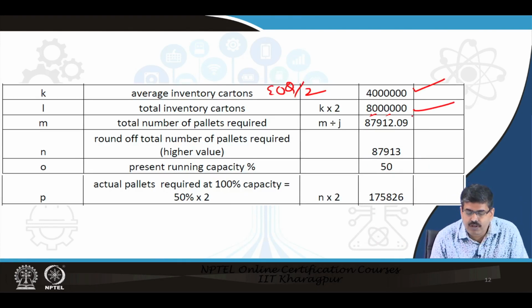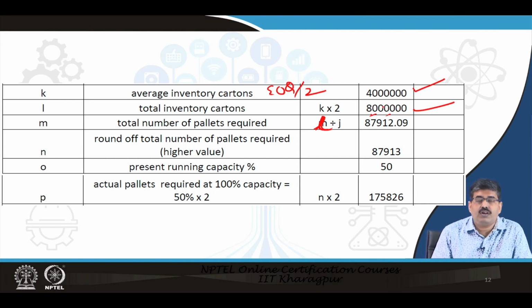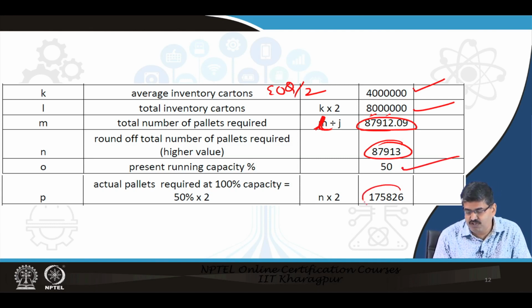91, and this m divided by j, this is L divided by j, 80 lakhs divided by your 91 pallets. Okay. So, 87,913 pallets we will require. Present running capacity is 50%. So, actual pallets required will be exactly double.